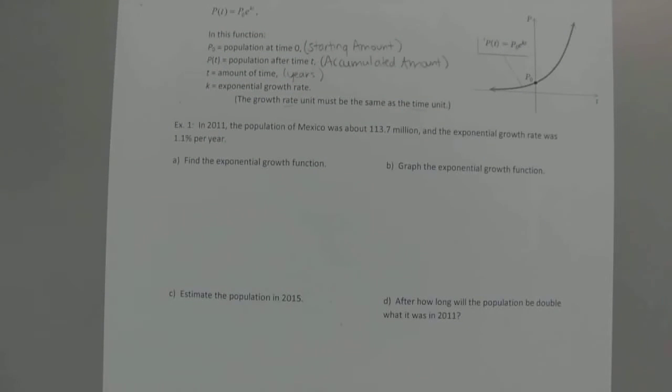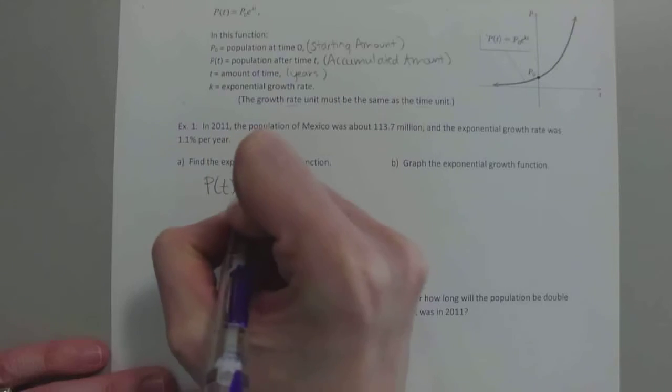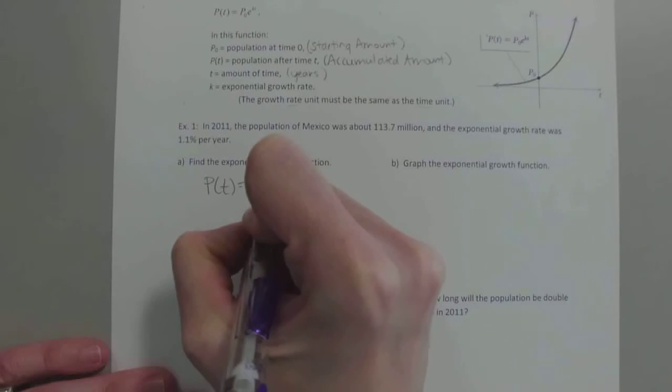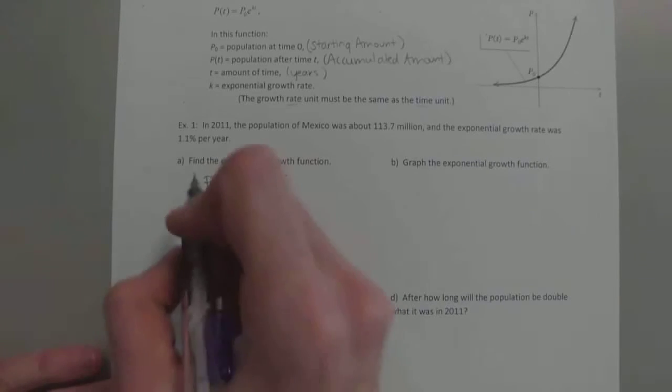We have in the year 2011, the population of Mexico was about 113.7 million people, and the exponential growth rate was 1.1% per year. It says find the exponential growth function. So we're going to write this generic function, P of t equals P sub 0, or P naught, e to the kt. We're going to start with the generic, and you should be able to fill in P naught and k. e will stay there, t will stay generic.